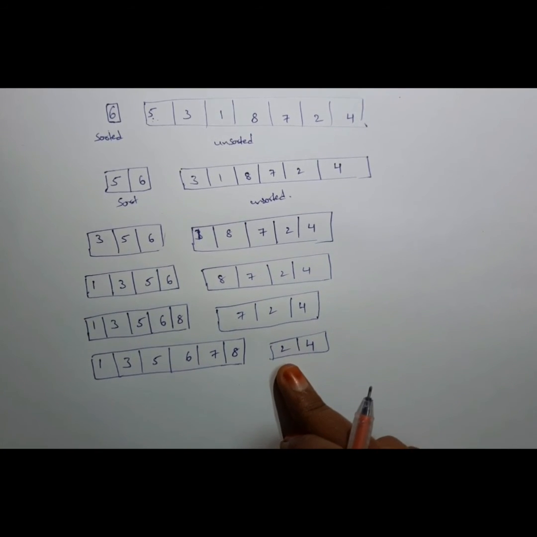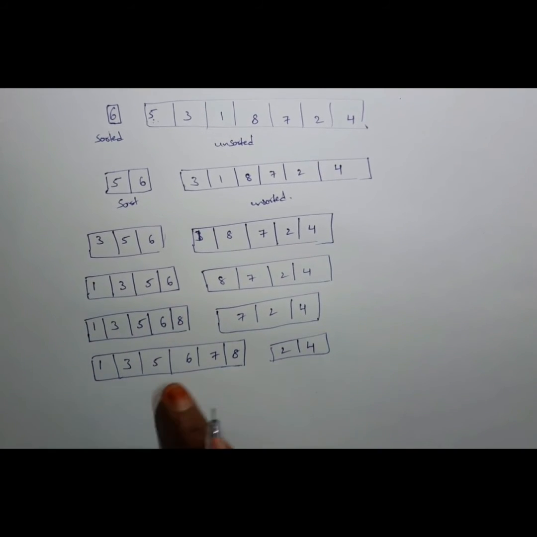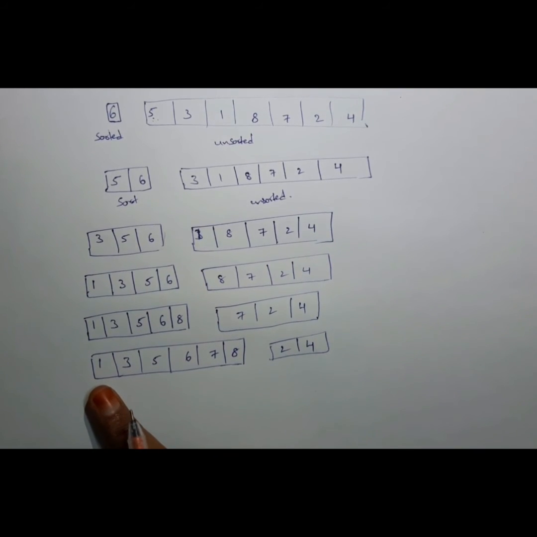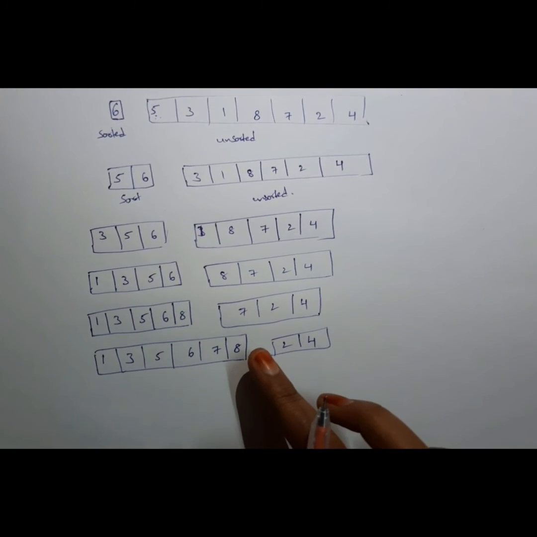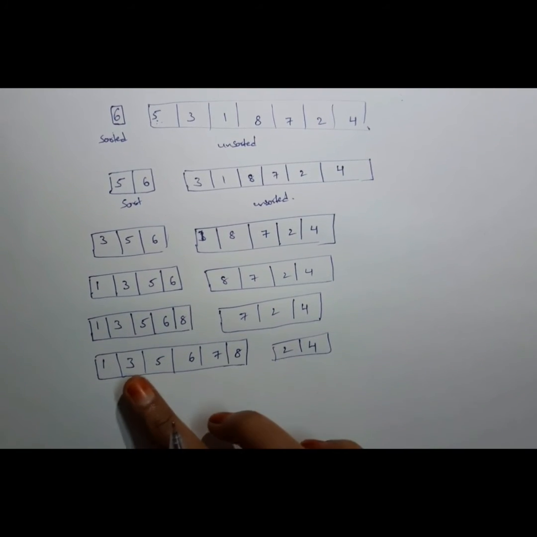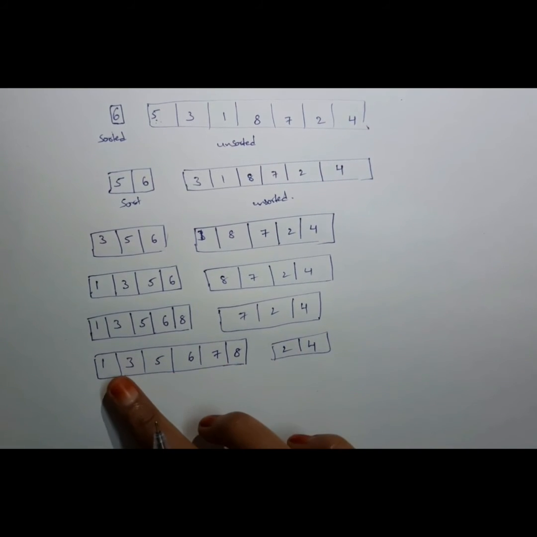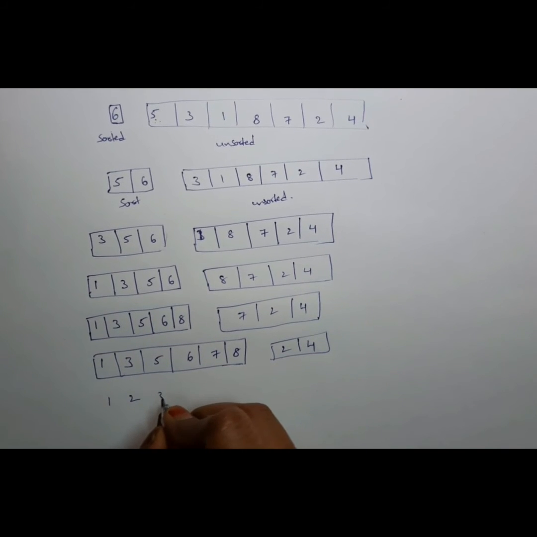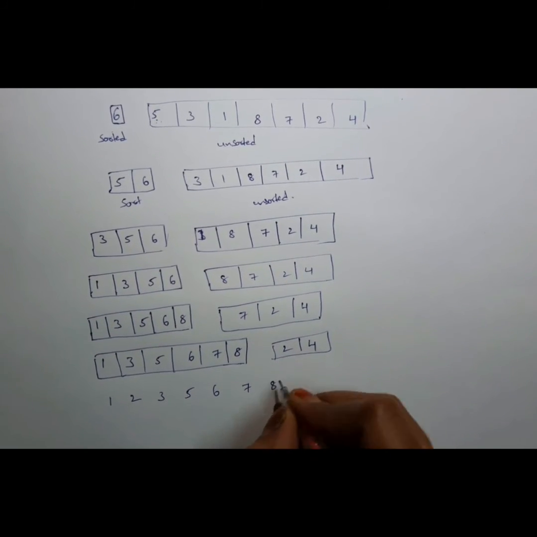Now I am considering element 2 in the unsorted list, and I am comparing element 2 with all these elements in the sorting list. I am comparing element 2 with 1. 2 is greater than 1, so there is no chance of placing here. Now I am comparing element 2 with element 3. 2 is smaller than 3, so I can insert 2 here. Okay, 1, 2, 3, 5, 6, 7, 8.